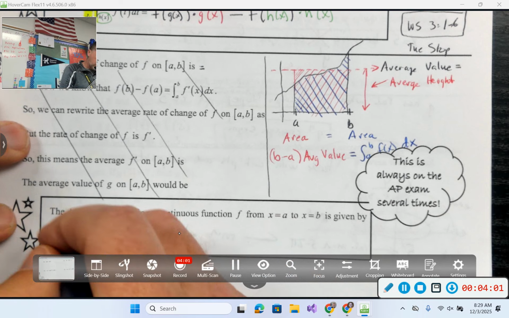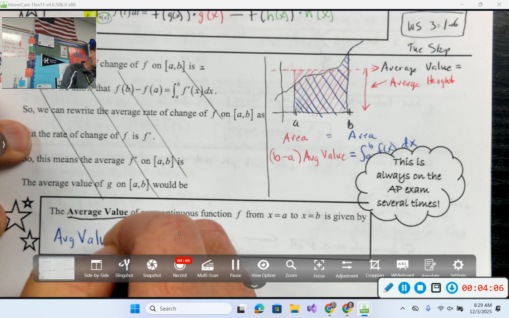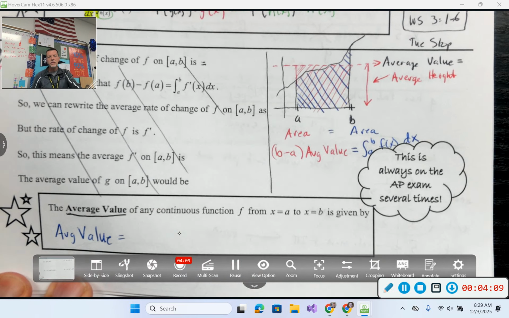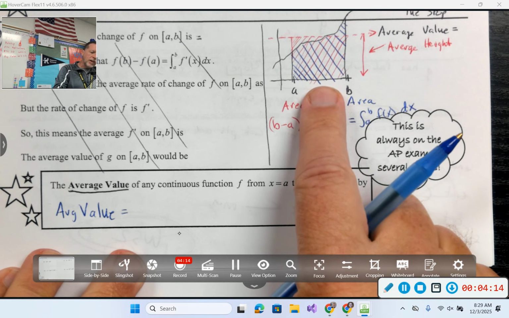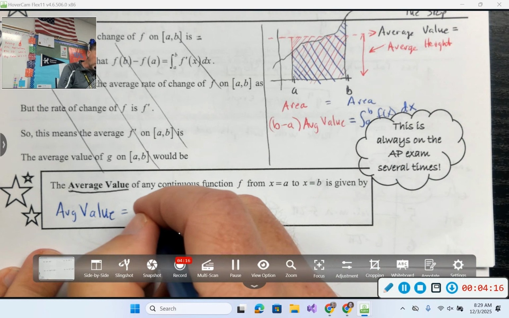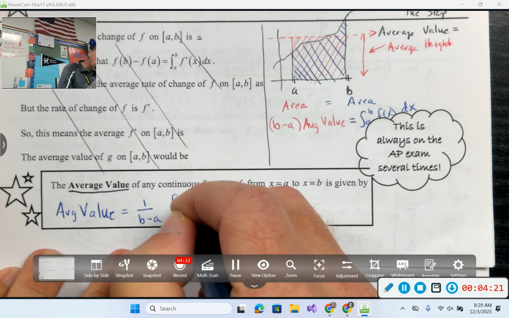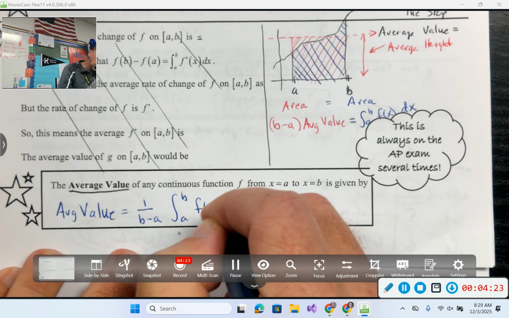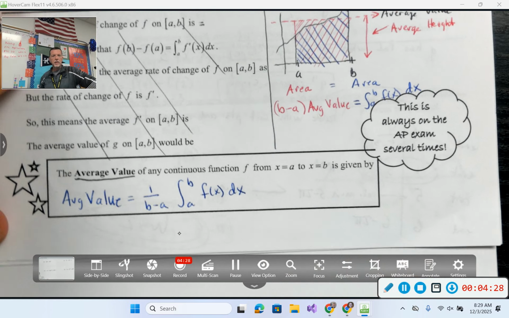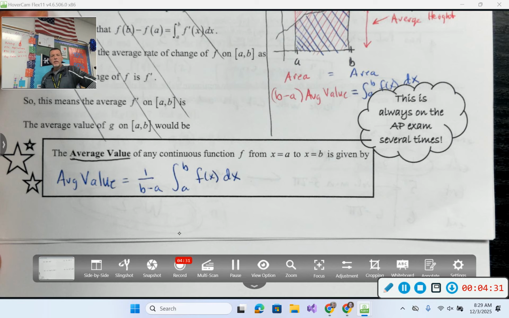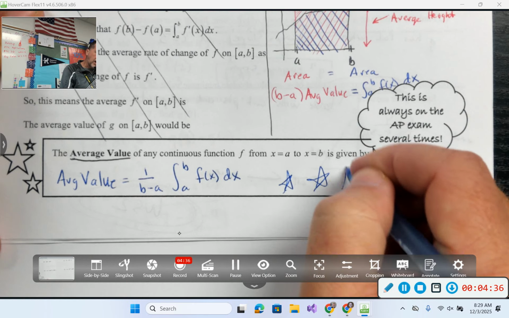In fact, let's just go ahead and put our conclusion down here in the box. The average value is basically the area divided by the width. But we usually put the width first, so 1 over B minus A times the integral from a to b of f of x dx. That's the big deal formula for today.